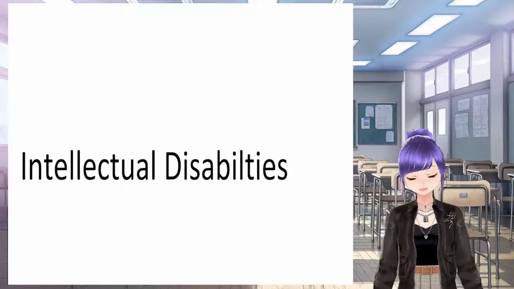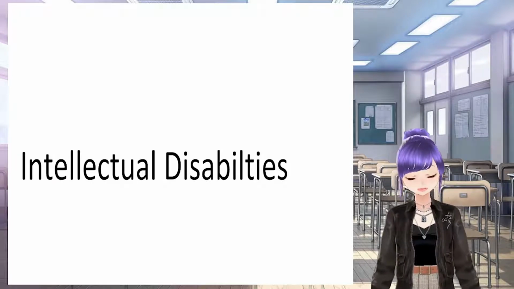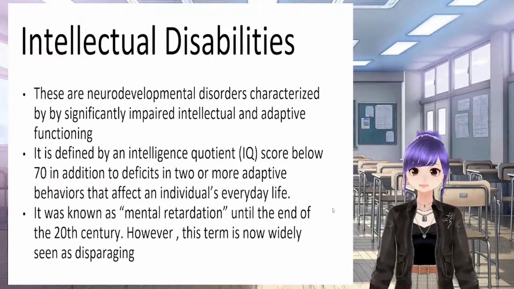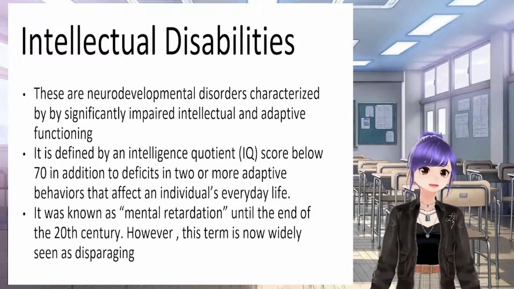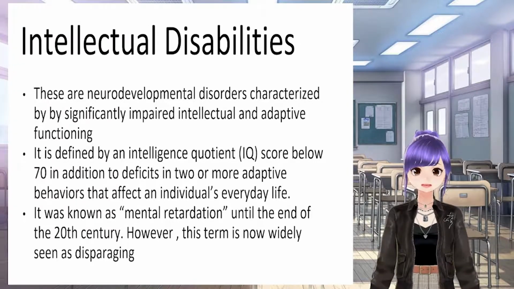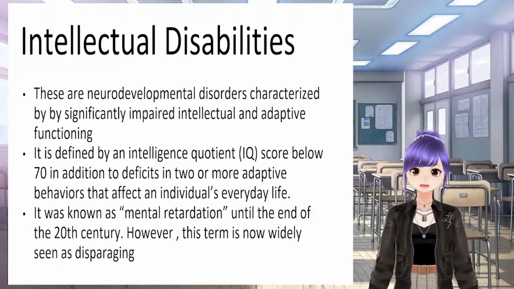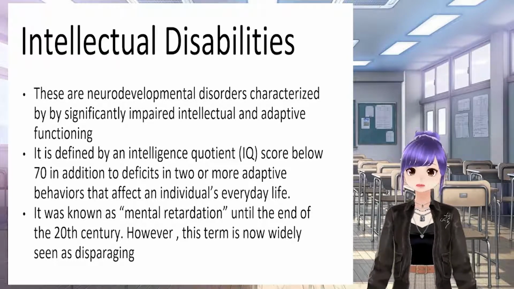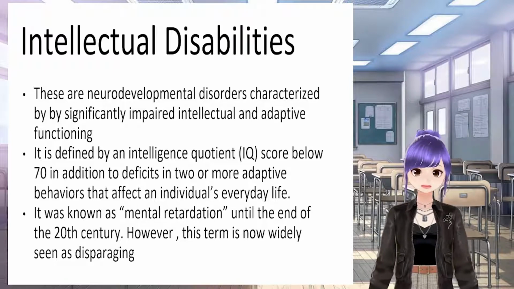So, what are intellectual disabilities? Intellectual disabilities are neurodevelopmental disorders characterized by significantly impaired intellectual and adaptive functioning. It is defined by an intelligence quotient or IQ score below 70, in addition to deficits in 2 or more adaptive behaviors that affect individuals' everyday life.